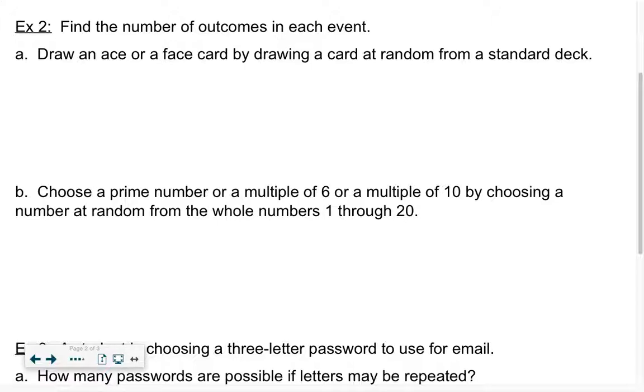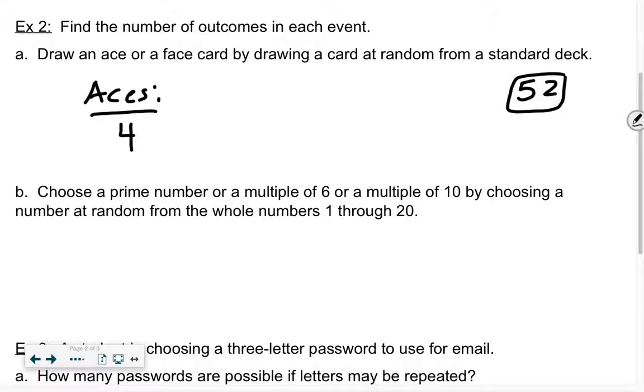So 13 times 4 tells us that we have 52 cards within our deck. Now, if we think about our aces, once again, there's 4 suits. There's hearts, diamonds, clubs, and spades. There's 1 ace of each. So in terms of the aces, we have 4.